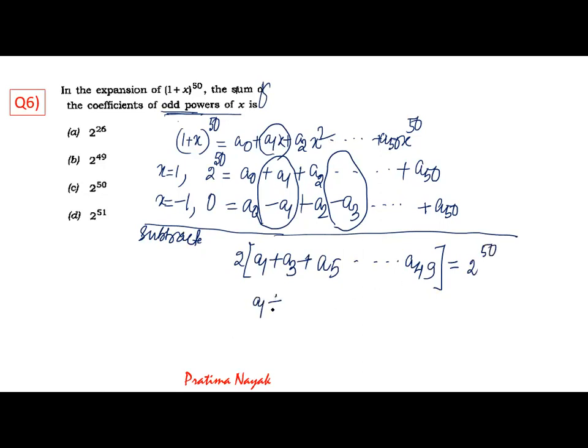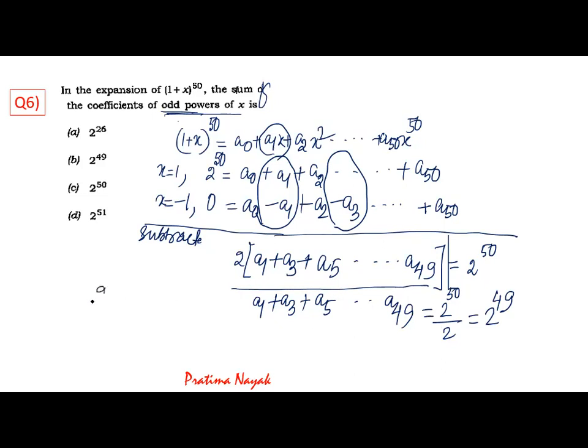So the sum of odd powers, a1 + a3 + a5 up to a49, is equal to 2 to the power 50 divided by 2. So it will be 2 to the power 49. No need of writing this in the MCQ, you only need to understand this result. The sum of coefficients of odd powers and the sum of coefficients of even powers are both the same, equal to 2 to the power n minus 1. So B is the answer.